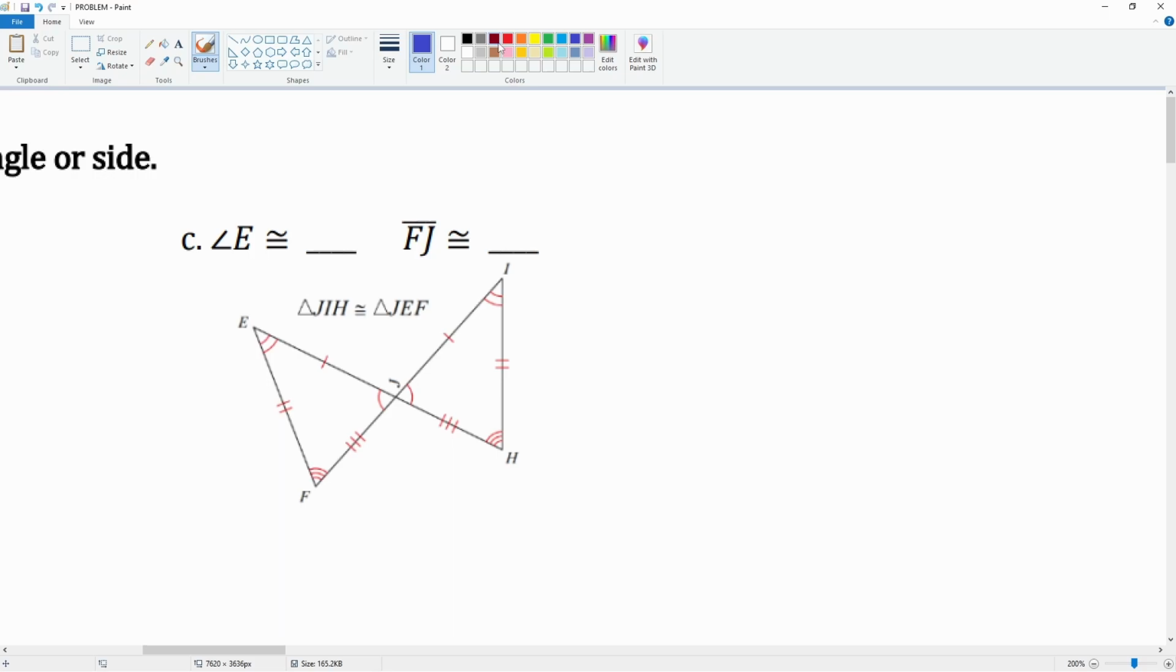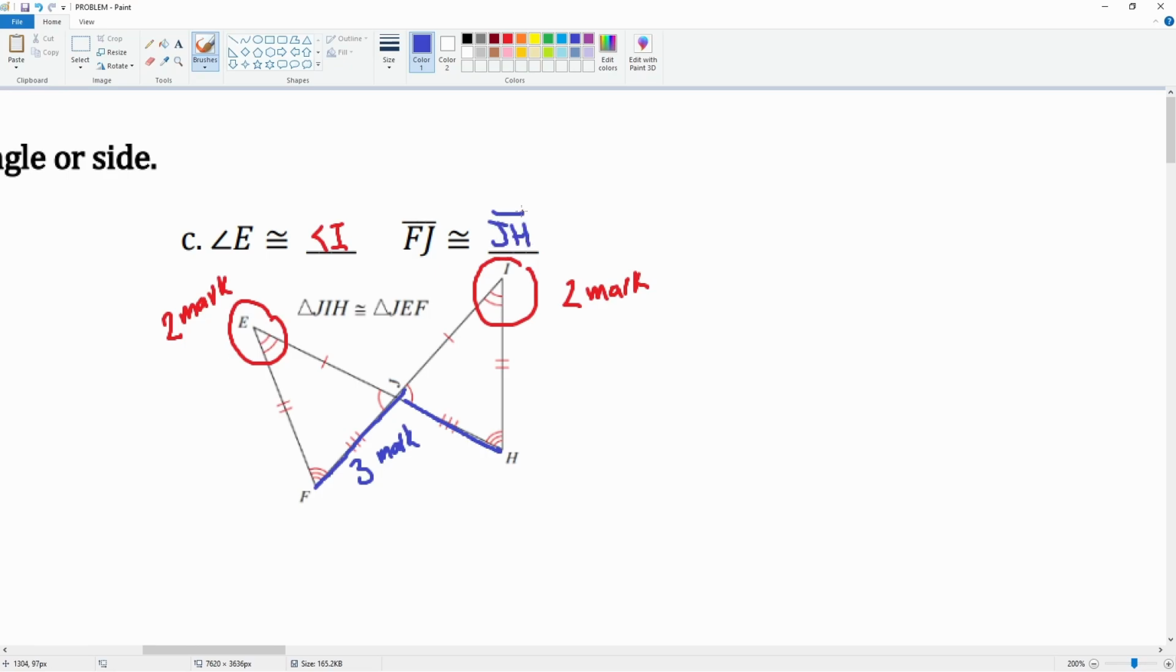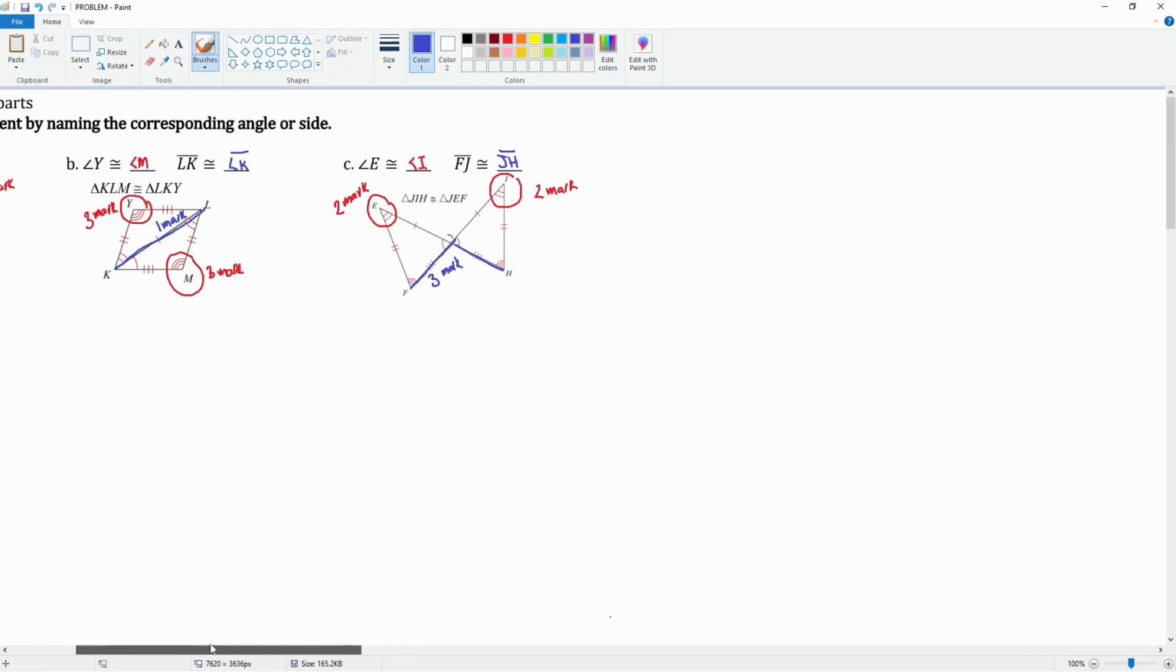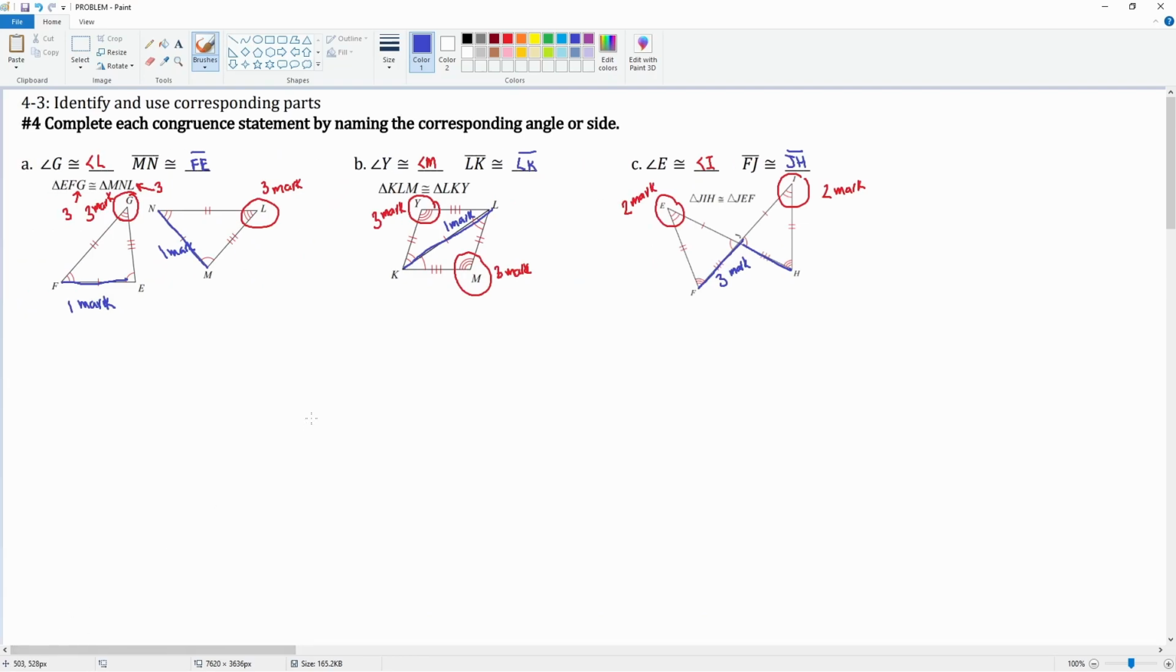Letter C, angle E. Where's angle E here? This has 2 marks, so we have to go to this one where it has 2 marks, and that is angle I. Then we have FJ. Where's FJ? FJ is right here. This has 3 marks, so it is congruent to this one that also has 3 marks, which is JH. There you go. So that is how we fill in the congruency statements based on the corresponding angles and sides.